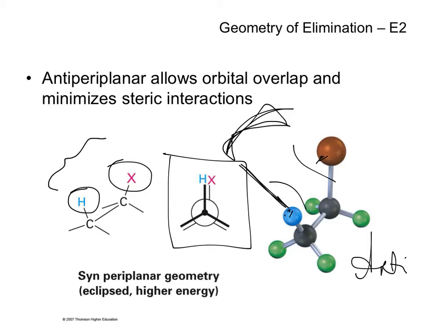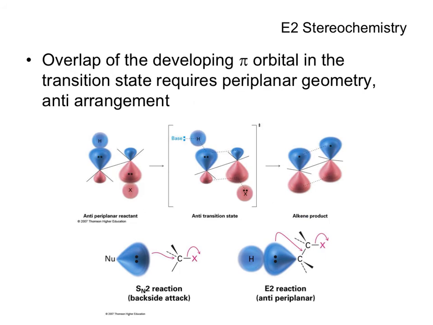So I'm going to take the time to go over some problems, some examples, so we can see what we mean by this, and apply it. So notice orbital-wise, you can perhaps envision that the anti-periplanar reactant X wants to leave.